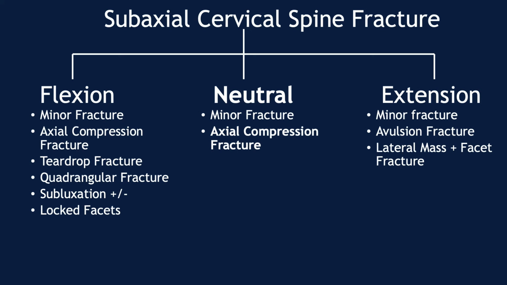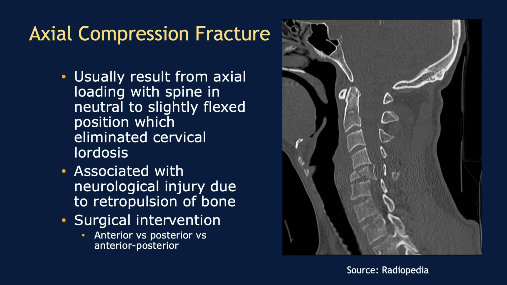Next, we will discuss the axial compression fractures in the neutral mechanism. The axial compression fracture in the neutral category usually results from axial loading of the spine in a neutral to slightly flexed position, which eliminates the cervical lordosis and therefore causes the injury pattern. They're associated with neurologic injury due to the retropulsion of the bone fragment, and surgical intervention usually requires anterior versus posterior or a 360-degree fusion.